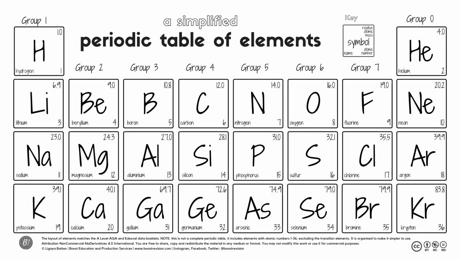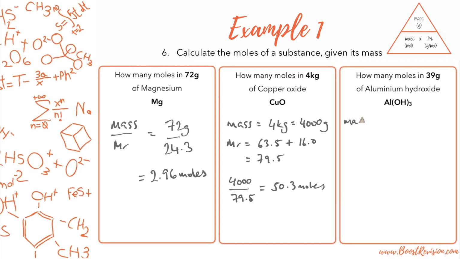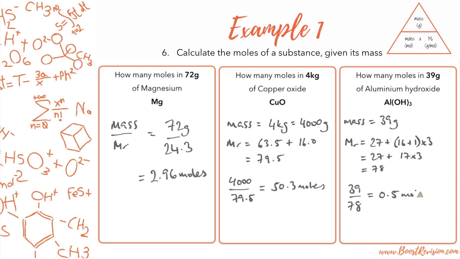Have you got it? So the molecular mass for aluminium hydroxide will be 27 plus 16 plus 1, times 3. So that's a total of 78. So we do 39 divided by 78 equals 0.5 moles.